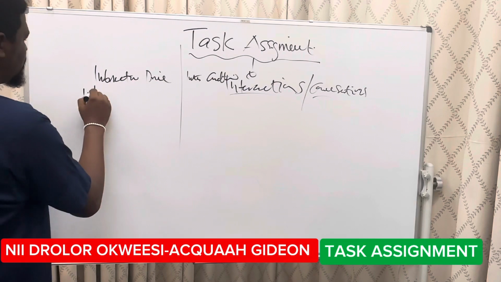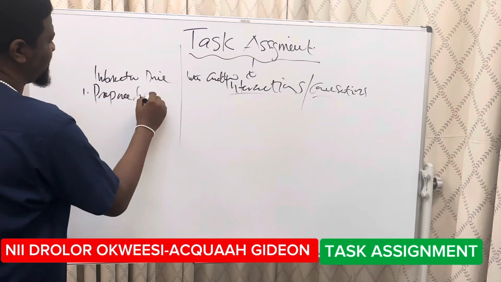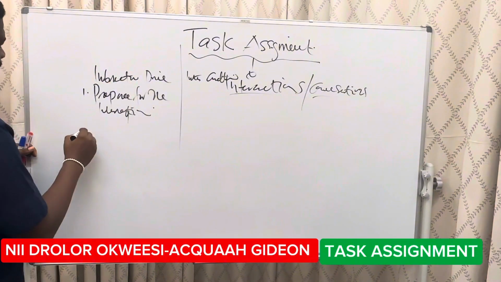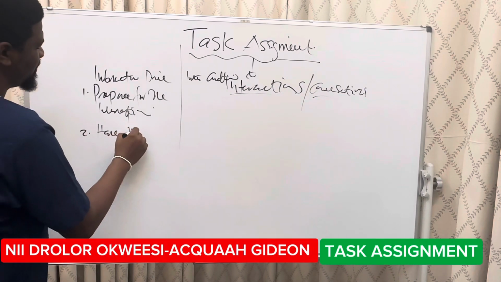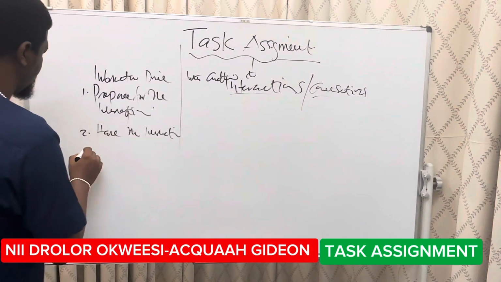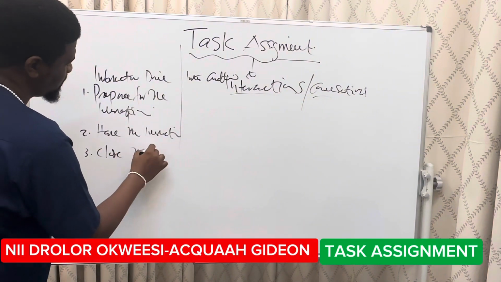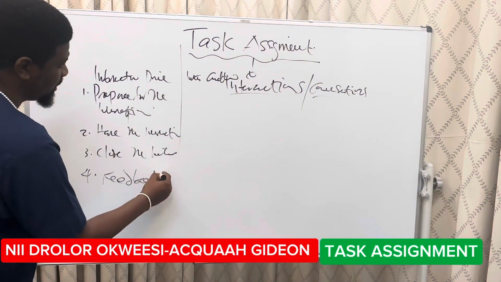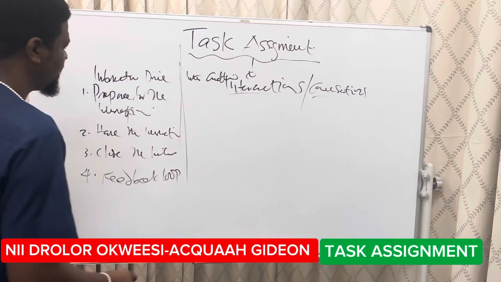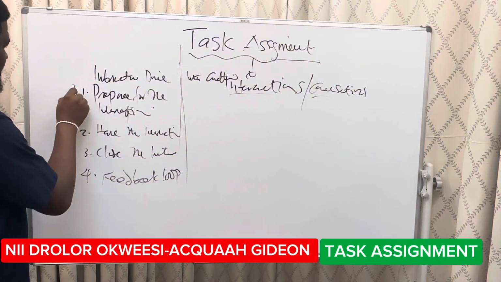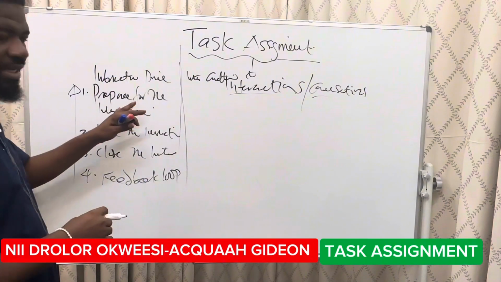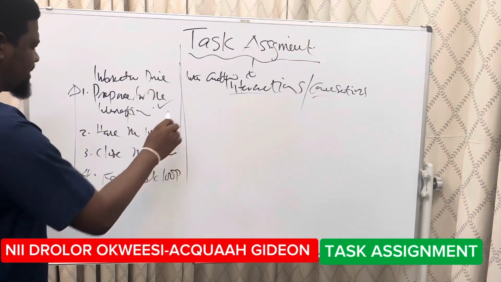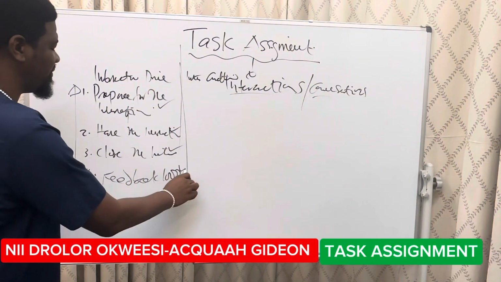Number one, you prepare for the conversation or the interaction. Number two, you have the interaction. Number three, close the interaction. And number four, agree on feedback loop with that employee. These are the steps you follow when having interactions around task assignment: prepare for the interaction, have the interaction, close the interaction, and then you give feedback.